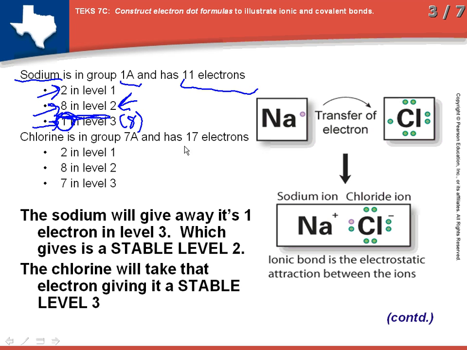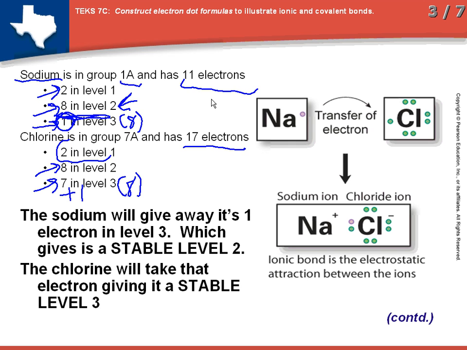Chlorine, on the other hand, has 17 electrons. It has 2 in its first level, 8 in its second, and 7 of the 8 possible in its third. So it would very much like to gain 1 more electron to become more stable and have a full level 3. It's much easier for sodium to get rid of 1 electron to drop down an energy level, and it's much easier for chlorine to gain an electron.